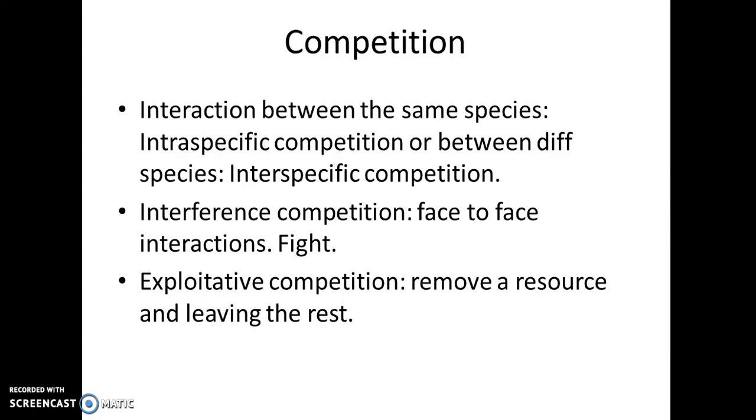Interspecies have food usually. So interference competition is face-to-face interactions. We fight, we beat the living crap out of each other. You know, we want that resource, so we're gonna boom, hit each other. Exploitative competition are usually ones for the smaller of the species. They will not win in interference competition, so they will just remove the resource without anyone knowing. They're the sneaky competition, the smart competition.